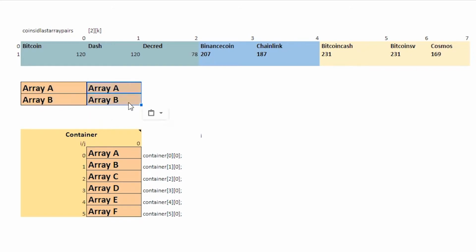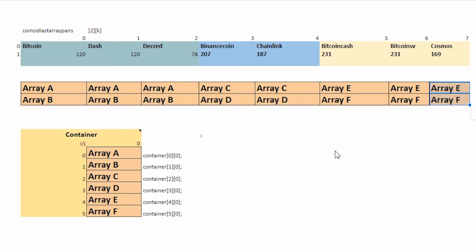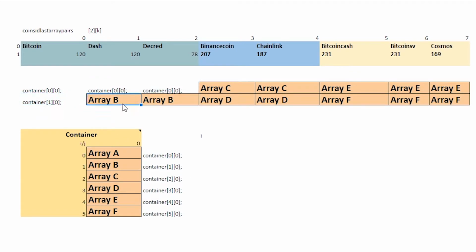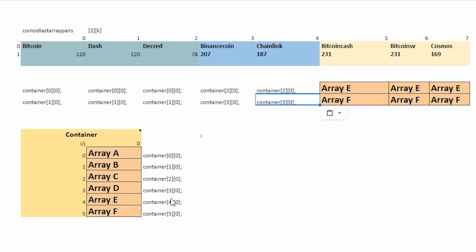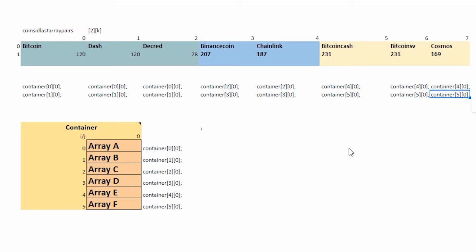I'm going to have the same thing here, same thing here. But I'm going to have C and D if it is Binance Coin or Chainlink. I'm going to have E and F if it is Bitcoin Cash or Bitcoin SV or Cosmos, this coin. This is the condition. Now I'm going to replace array A by the syntax. Instead of having array A, I'm going to have container 0, 0. I'm going to do the same thing for array B, and same thing for C, D, E, and F, which will be container 5, 0. Great, so I just replaced them with the proper syntax.